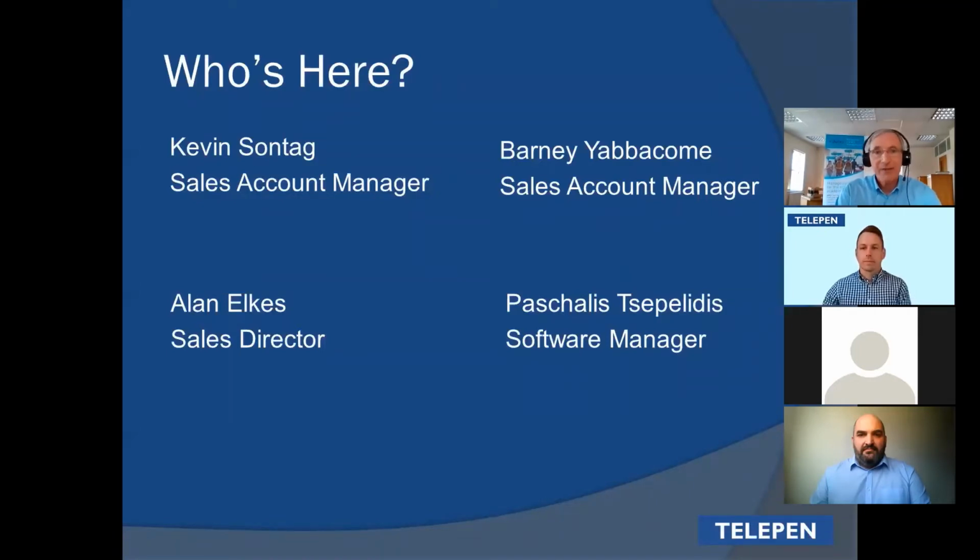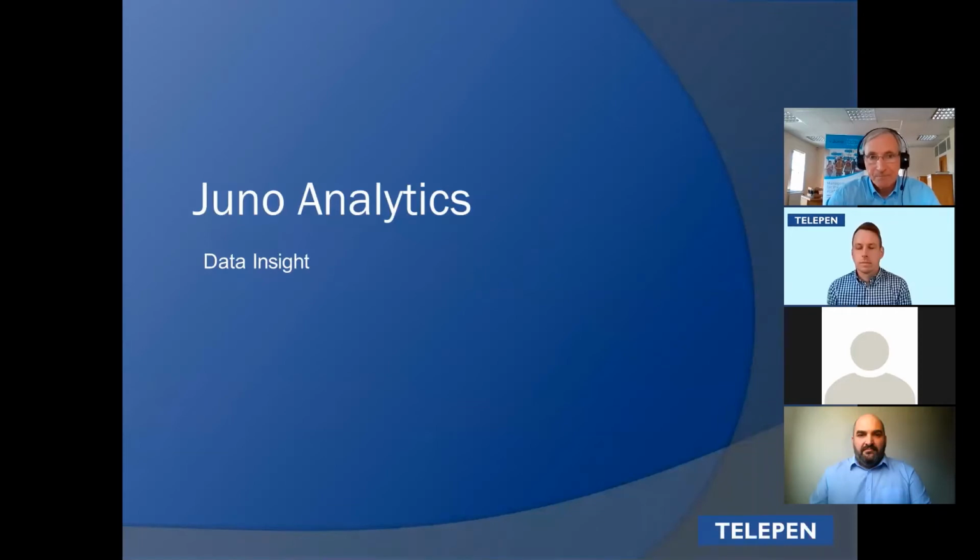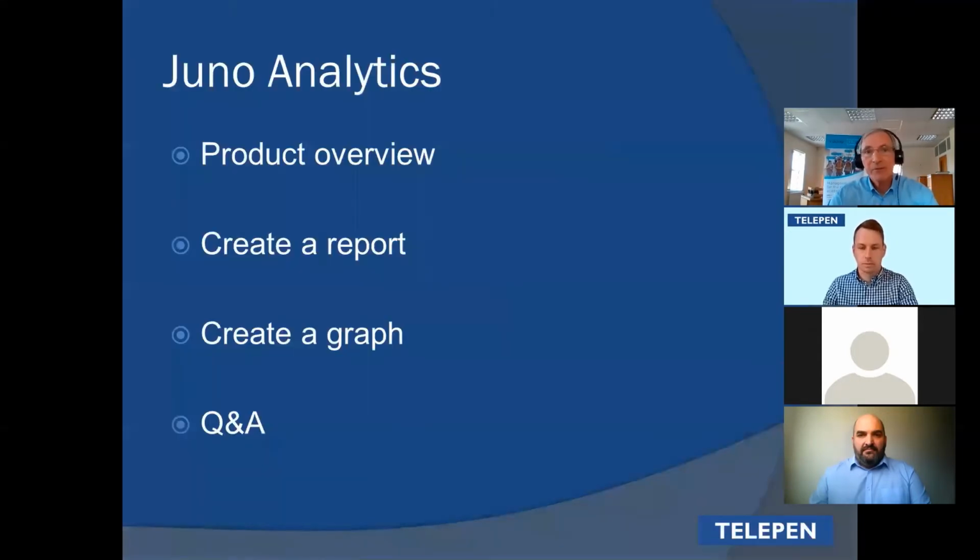So that's the introductions and the housekeeping over with. Moving on, it's time to look at the first product, which is Juno Analytics, the strapline for which is Data Insight. It tells us that it's Juno data, and it's looking at that data in a better way. What we're hoping to do this morning is give you a little bit of background about what the product is. And then for the main part, we're going to try and create a report in the time that we have. And if successful, we're going to create a graph as well. And then we're going to return here for questions and answers.